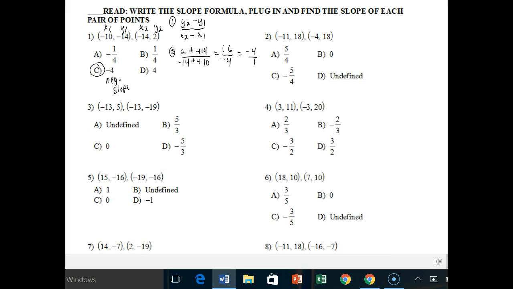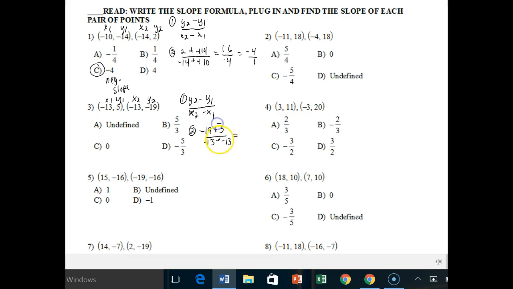Number 3. So again, x1, y1, x2, y2. Step 1 is write the formula. y2 minus y1. Yes, I know it's painful, Mr. Jones, but once you do it, you'll get it in your head and you'll never get it out. x2 minus x1. So negative 19 minus 5, oops, sorry, I should put that underneath. My fault. Negative 19 minus 5 over negative 13 minus negative 13.